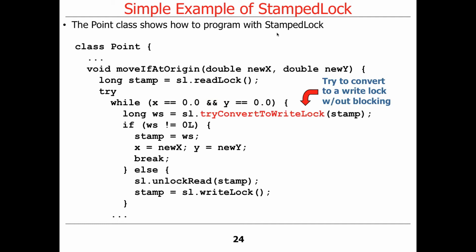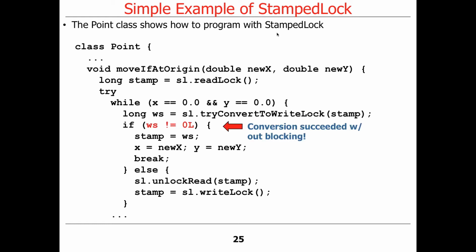So that's the classic scenario under which the lock upgrading might make sense. Then what we do is, if the state is so far in our favor, we go ahead and try to convert the stamp to a write lock. Now, this will not block. Try to convert to write lock will not block. It'll return a stamp, and depending on the value that comes back, we know what happened.